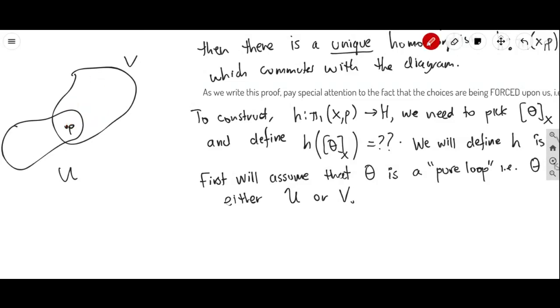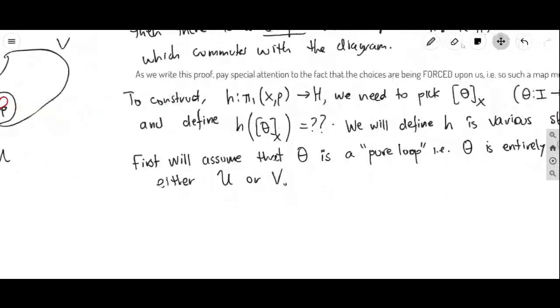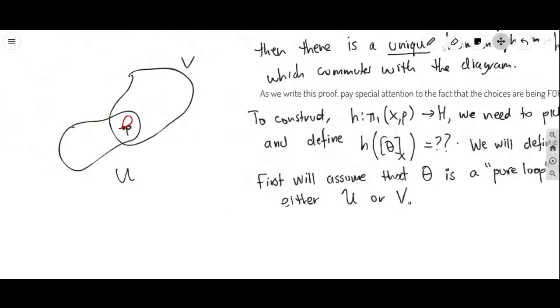Now you can also have a loop that goes like this. That would be theta, that's your loop. It is entirely contained in U. It is also possible that it's contained in both. So that would be a loop that is actually contained in both, but by definition, it is a pure loop. A pure loop means it is either in U or in V, in one of these two. So that's a pure loop.